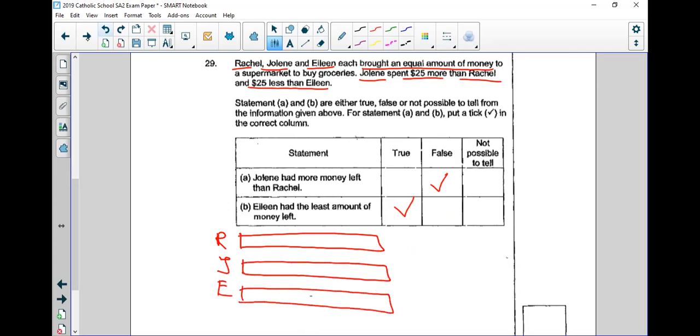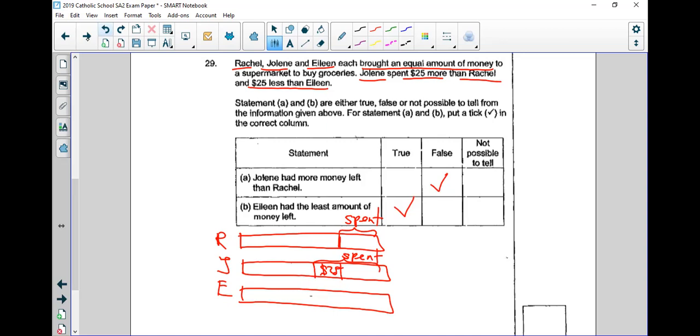Okay, and Jolene spent $25 more than Rachel. Okay, so let's cut here. And this is spend, right? Okay, so this will be, okay, label, okay? It's always important to label so that you know, okay, take time to label, okay? So this is your $25 more. So Jolene spent $25 more than Rachel and $25 lesser than Eileen. So which means that Eileen must have spent $25 more than Rachel.